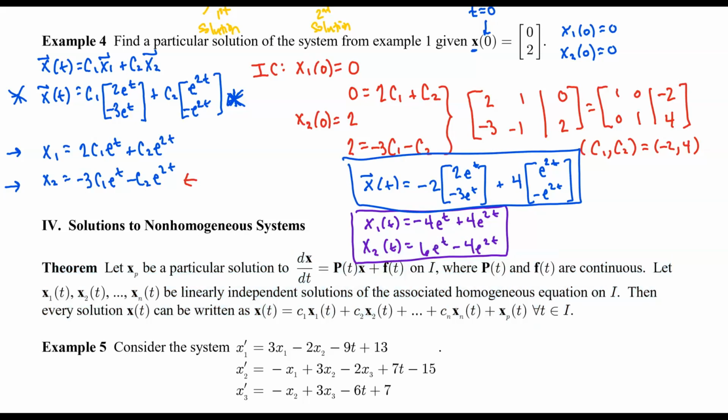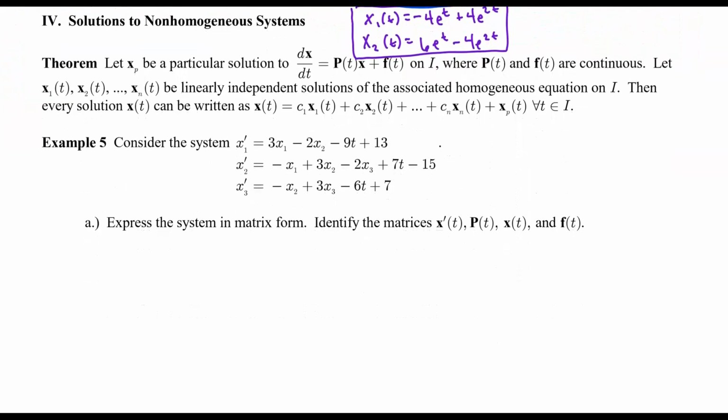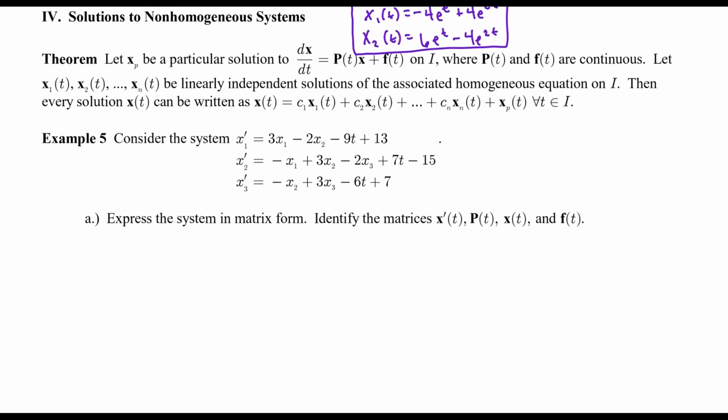The only thing we lack for this section is solutions to non-homogeneous systems. Let x sub p be our particular solution to dx over dt equals P of t x plus f of t on I, where P of t, the coefficient matrix, and f of t, that's the non-homogeneous term, are continuous. Let x sub 1, x sub 2, up to x sub n be linearly independent solutions of the associated homogeneous equation on I. Now, if those are linearly independent, then we know their linear combination forms the general solution to the associated homogeneous equation. For the non-homogeneous equation, we get this extra term called the particular term.